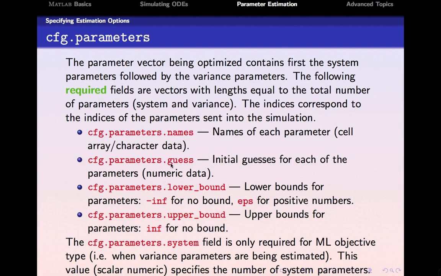The next field is the guess field, and this is going to be an initial guess. It's going to be a vector of numeric values, and this is your initial guess for whenever you're doing the parameter estimation.